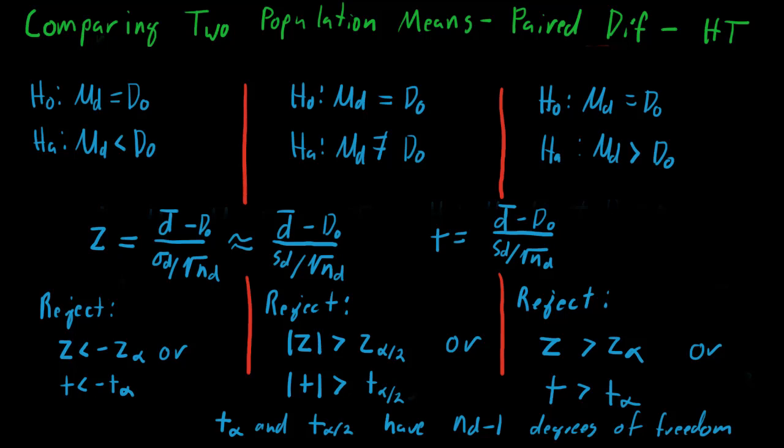In this video, we're going to walk through how we can actually compare two population means using our paired differences method for a hypothesis test. And if we look at our breakdown here, it's the same breakdown that we've had in the past, where we have our three different types of hypothesis tests.